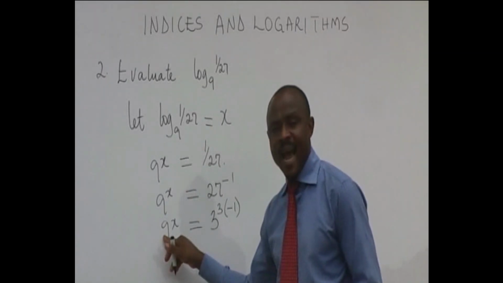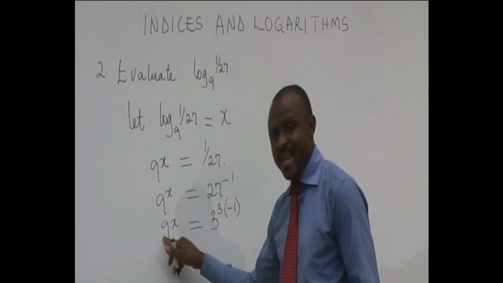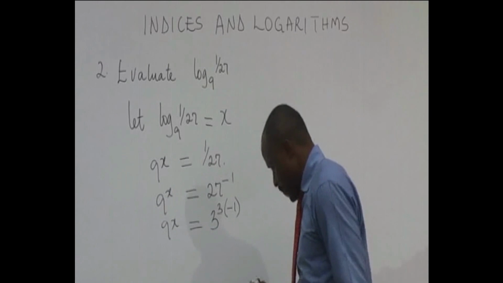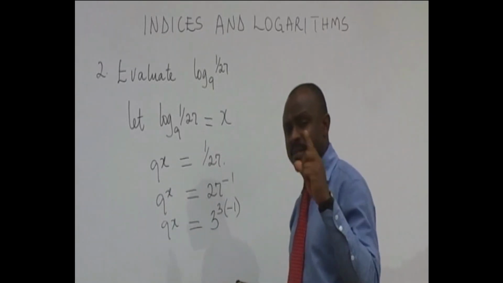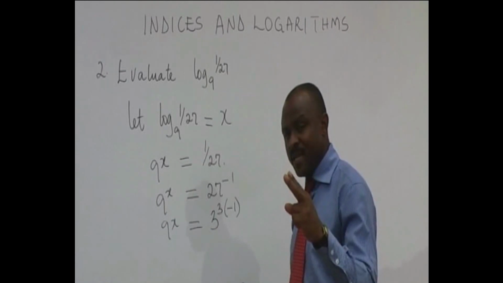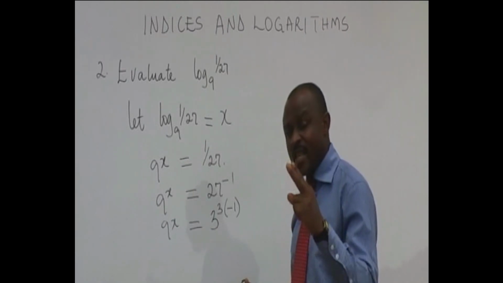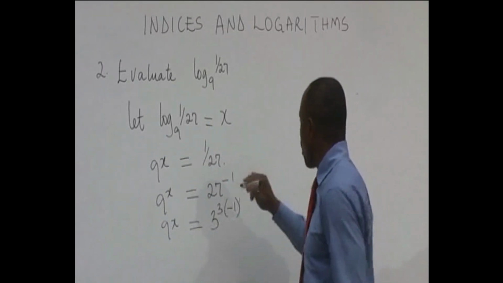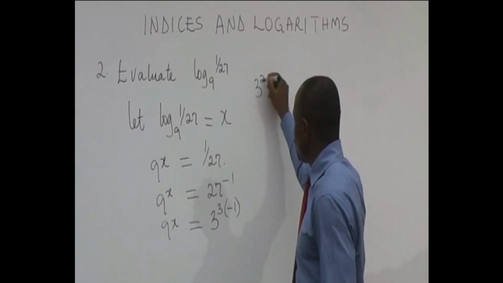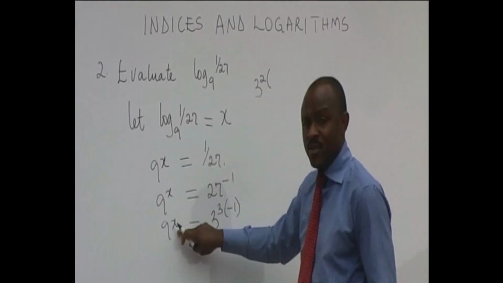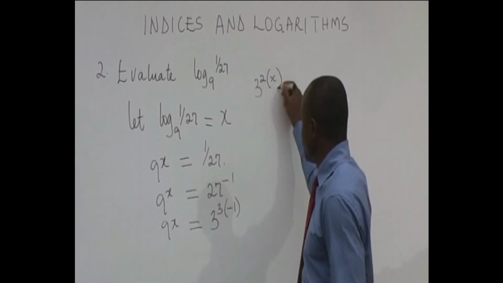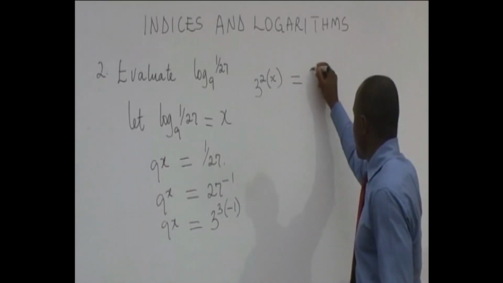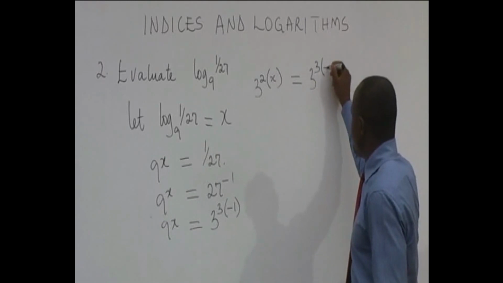You are going to change 9 exponent x also into an index of 3 so that you have both sides of the equation balanced. 9 means 3 times 3. The same thing as saying that 9 is 3 exponent 2. Use 3 exponent 2 to exchange 9. You're going to have that 3 exponent 2. Now bring the exponent of x you already have here into a bracket. Is equal to what you have here, which is 3 exponent 3 into minus 1.